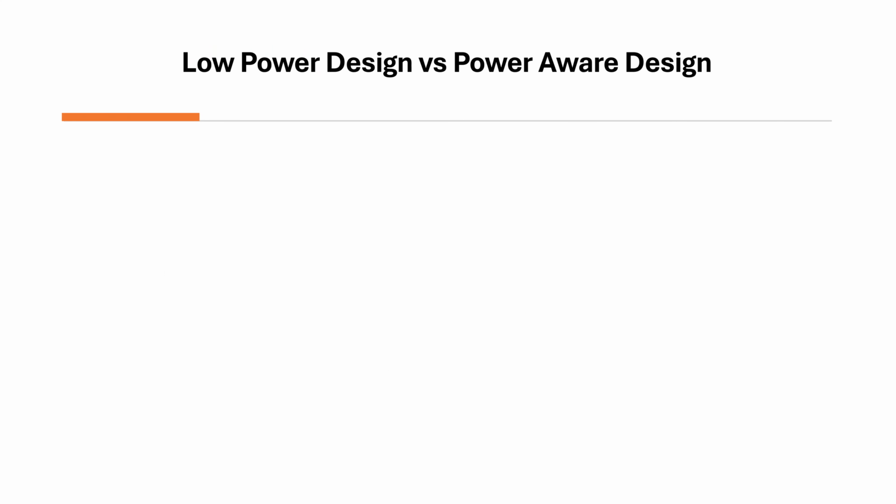UPF, the collateral, is a requirement, or widely used, to enable power aware design and low power design for SOCs. Let's see the difference between them.